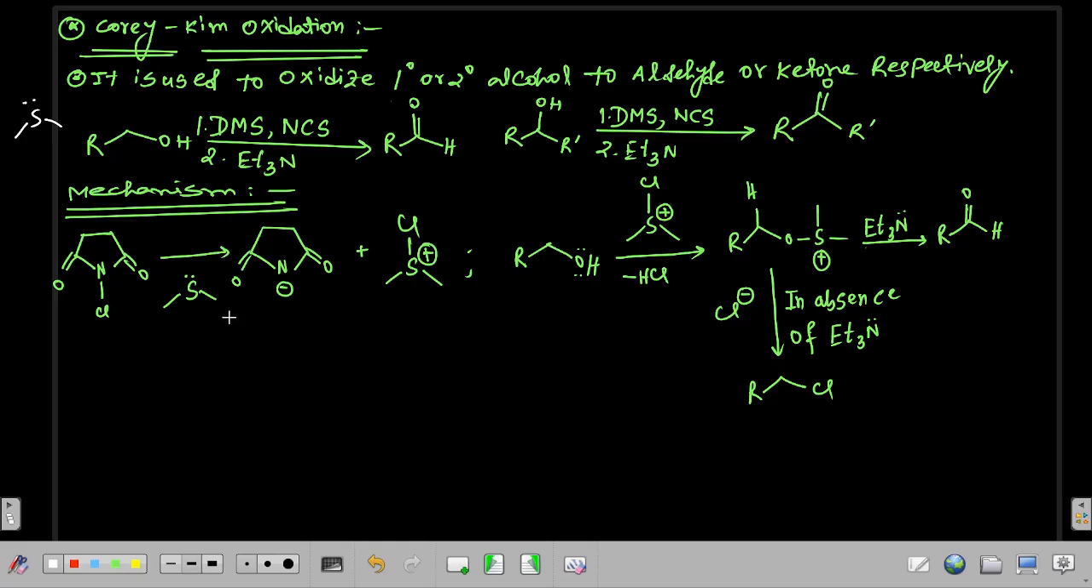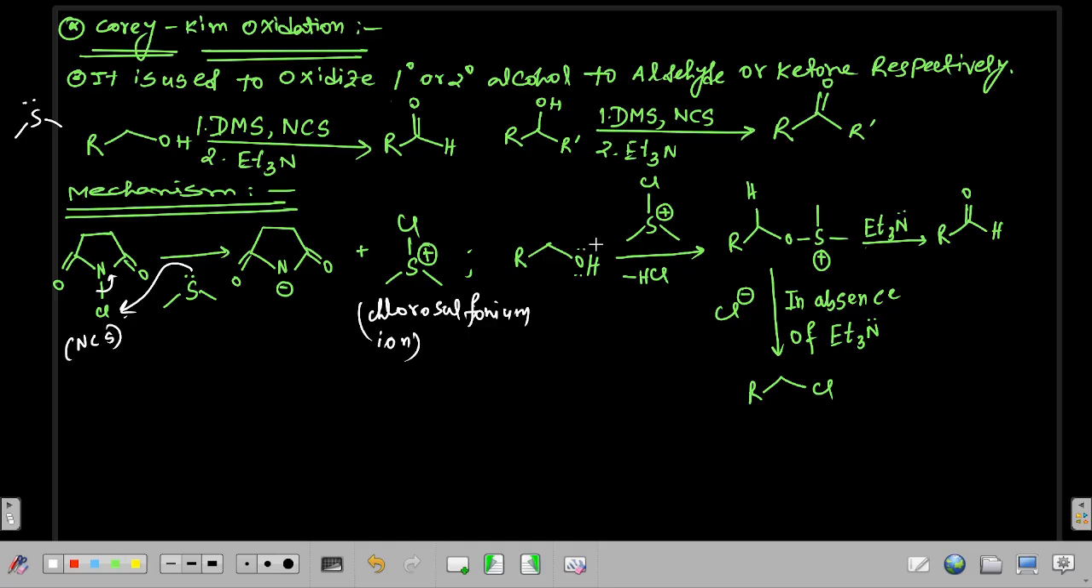Now we'll start the mechanism of this reaction. We'll start with NCS, that is N-chlorosuccinimide. This is N-chlorosuccinimide. Now this DMS, that is dimethyl sulfide, sulfur has one lone pair. This lone pair will abstract this chlorine and it leads to the formation of this anion and this chlorosulfonium ion.